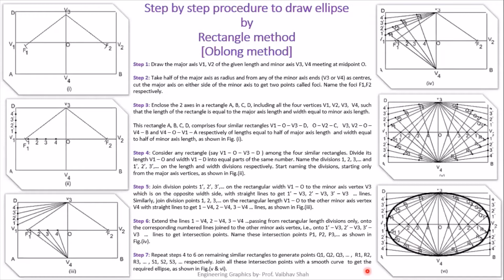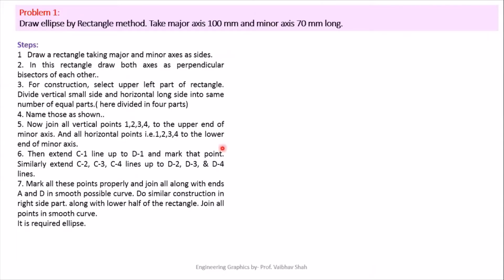And after getting this for all 4 of the rectangles, you will be having the final element as an ellipse. So let us understand it by one of the examples. So example number 1, draw ellipse by rectangle method. Take major axis 100 mm and minor axis 70 mm.